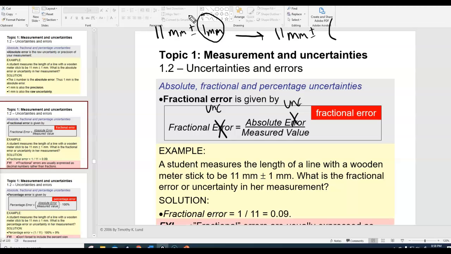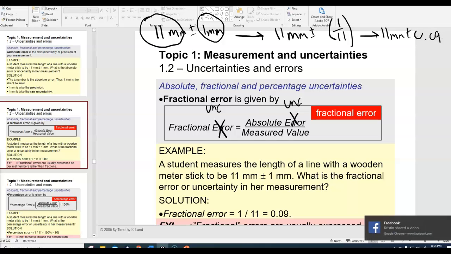This is my absolute uncertainty. This is my measured value. So I would write down 1 over 11, which is 11 millimeters plus or minus 0.09. Okay, now I don't particularly like that because then I have people ask me 0.09 what? It's not a percent, it's a fraction. And so I don't really like that.